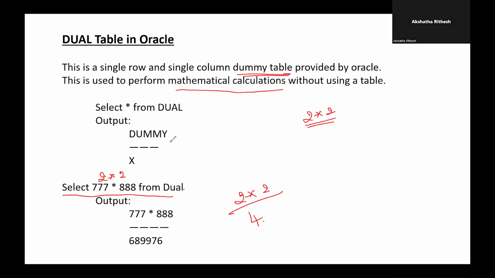Similarly, if you do select star from dual, what will happen? It will give you just X. It doesn't have anything, it is just a dummy. The table name will be given as dummy and it will give a value like this. So you can use this dual table for any calculation you want to do. Easily you can use it.